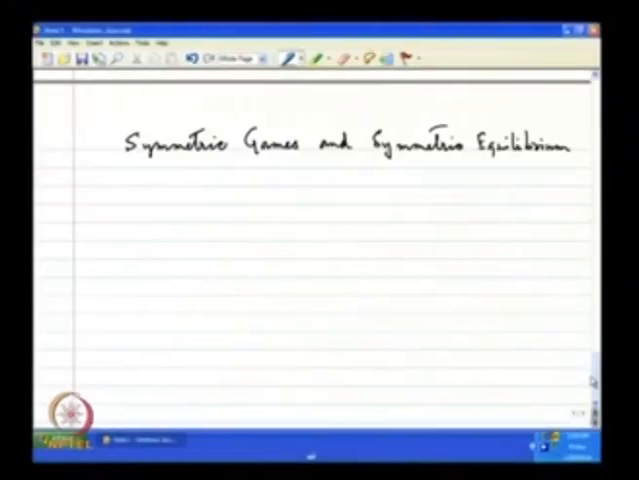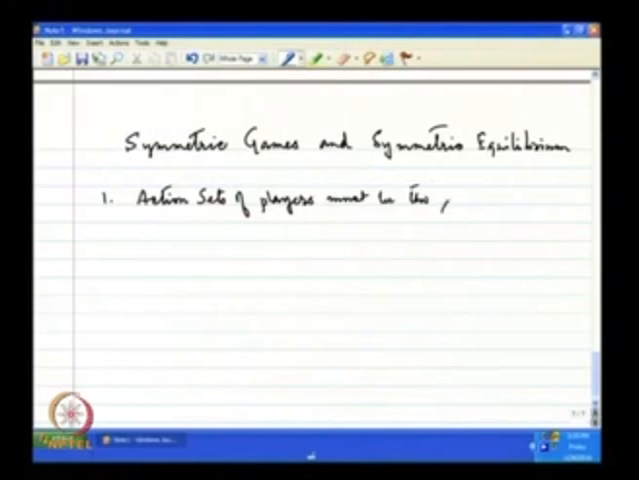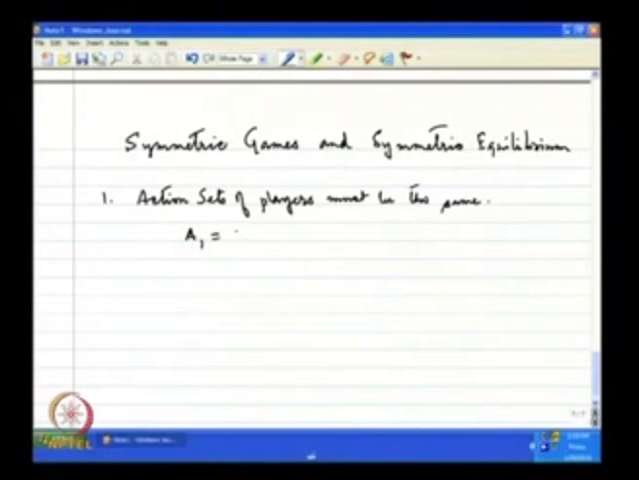In symmetric games, it is not the case that people come from two different populations. They come from a single population. Now if they come from a single population, then the specification has to be modified accordingly. In particular, there will be two changes. One, the action sets must be the same. The players who are playing with each other, we shall assume that there are two players. These two players have the same action set. So A1, the action set of the first player, must be equal to A2. The number of actions are the same, and the names of the actions are also the same.